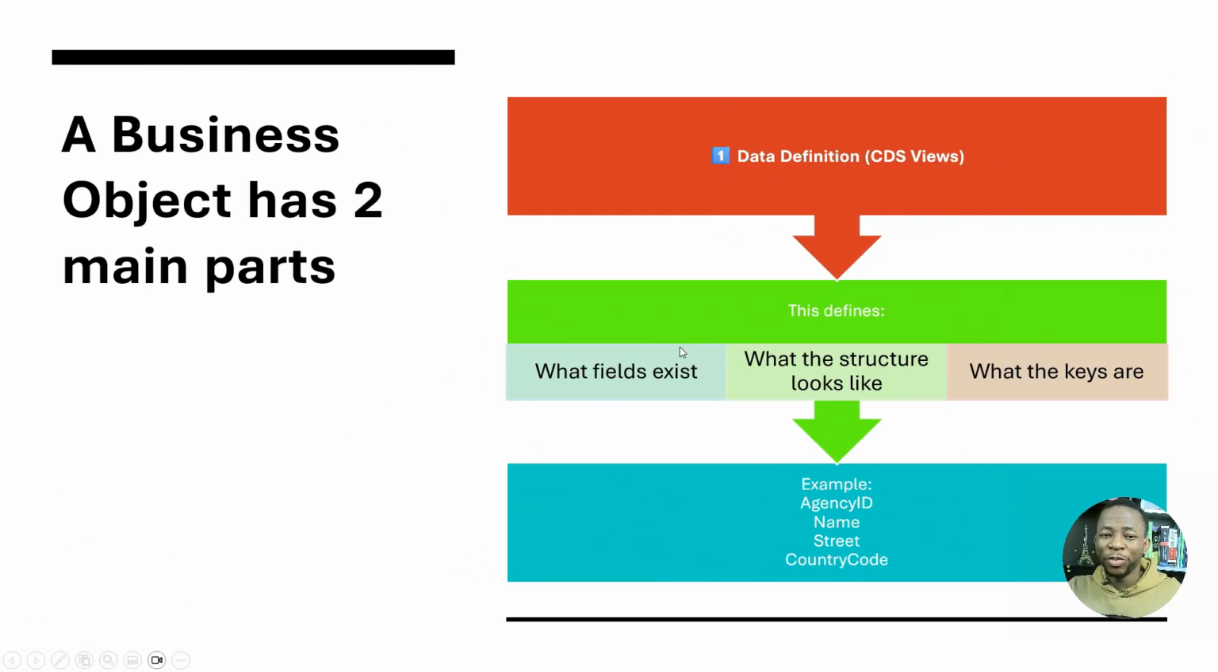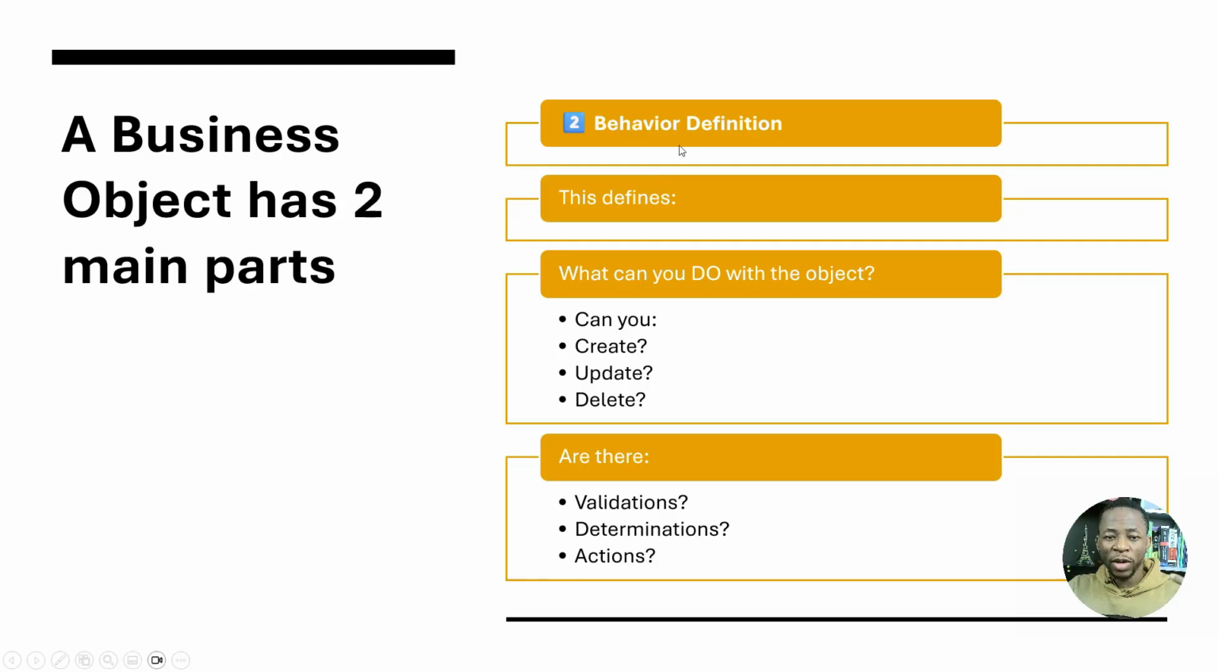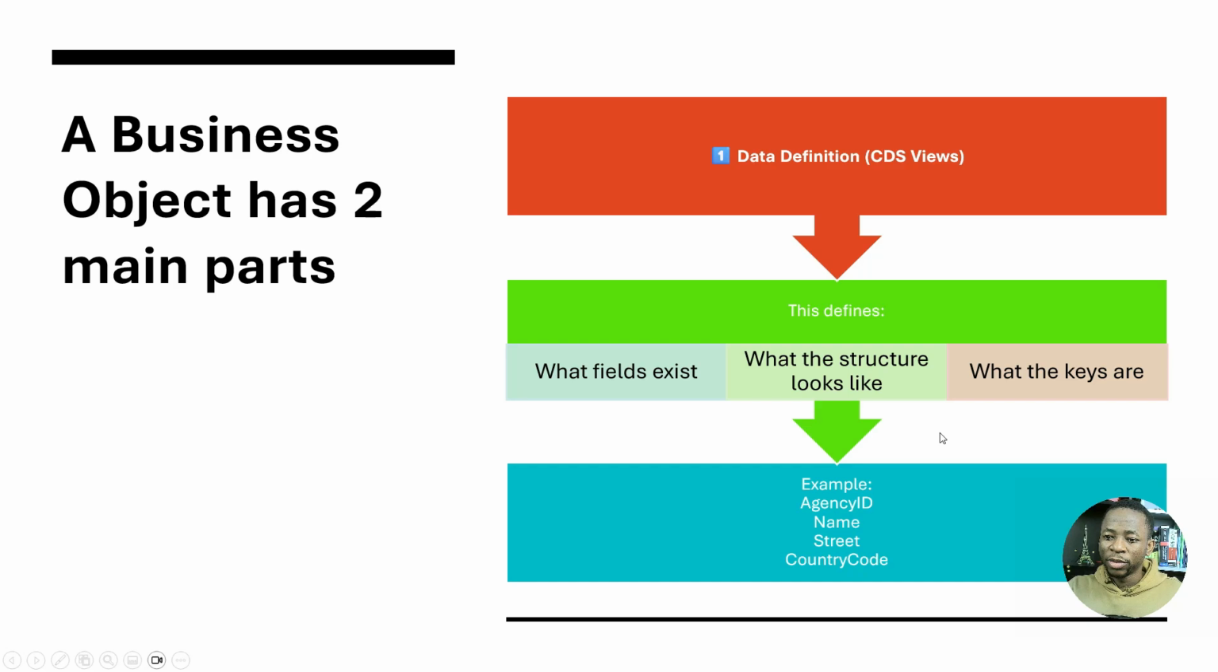And like I explained initially, a business object has what? Two parts. We have the CDS views, so that is why we need to create a CDS view, and then we also have the behavior definition. So now let's go ahead and create our CDS view called data service that is related to the table we just created. So let's go to Eclipse.